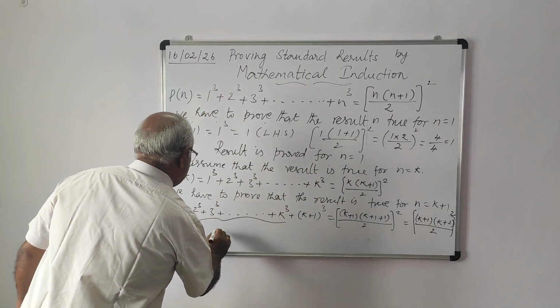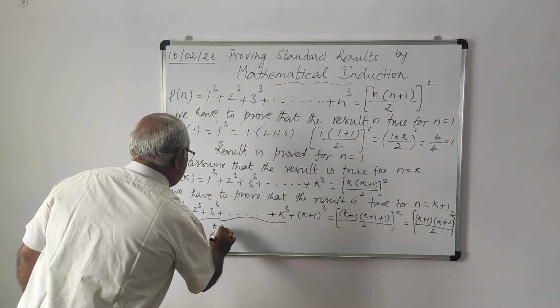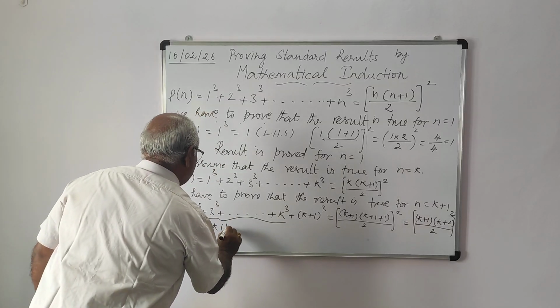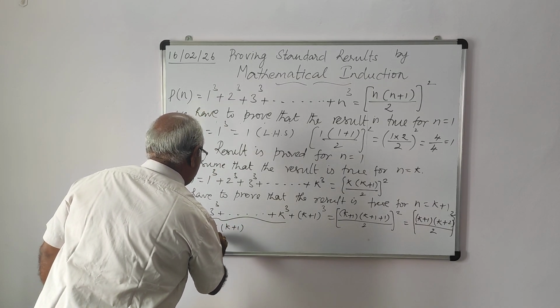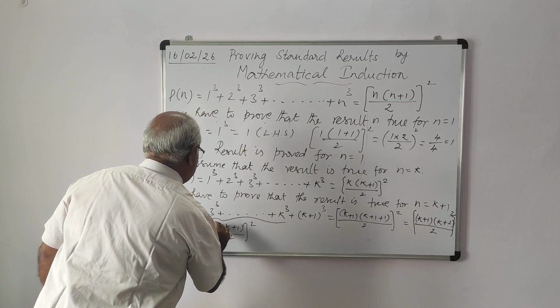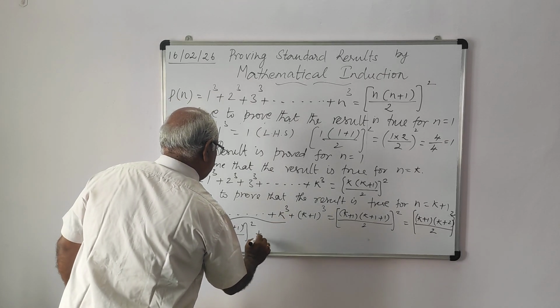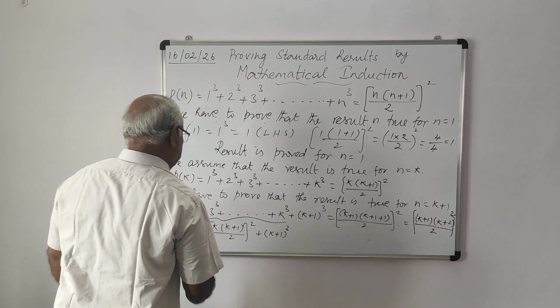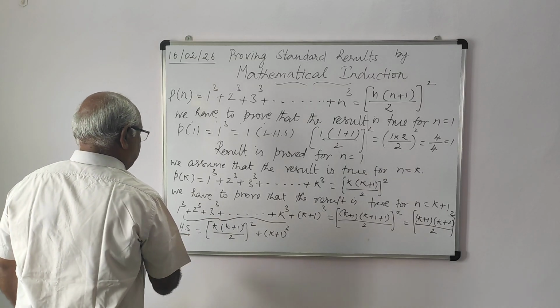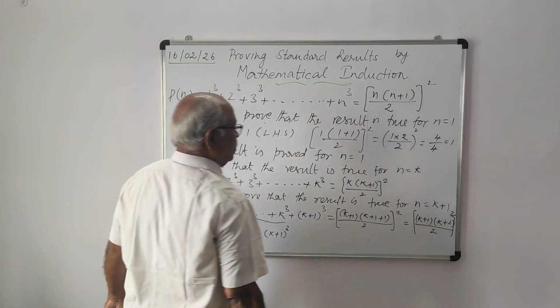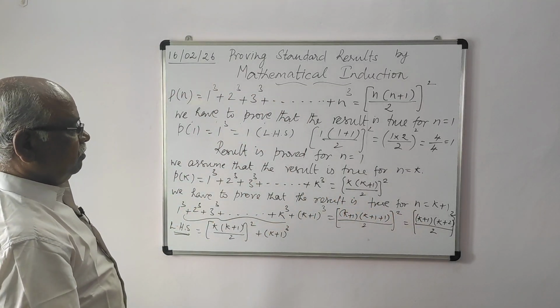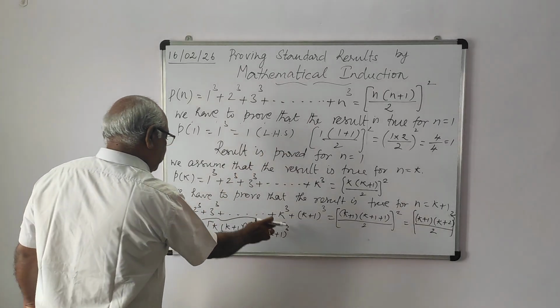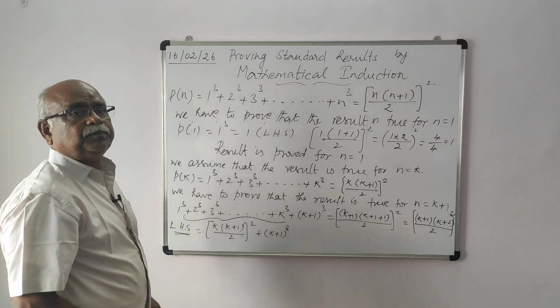K into k plus 1 by 2 the whole square. This is P of k plus (k plus 1) whole cube. Another step. This is your left hand side. Right hand side is this, (k plus 1) into (k plus 2) by 2 the whole square. See, we will get this right hand side answer by simplifying this. Okay?